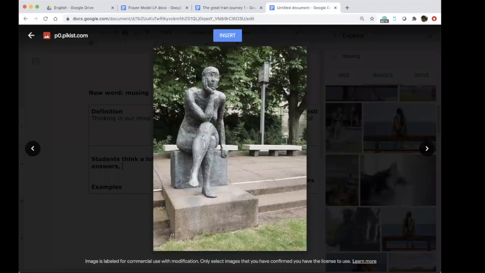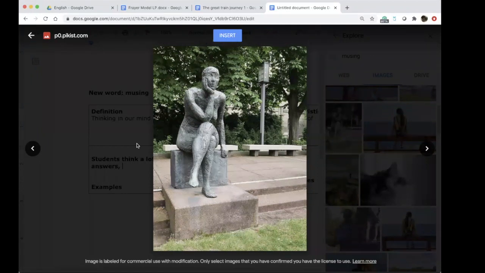What do you think this person is doing? What do you think this statue is doing? You can see the image on my screen. Thinking. He is thinking. So can we use this as an example of thinking? Zubeda, you have an answer? Yes. So what this statue is doing, it is thinking because it is thinking about something.